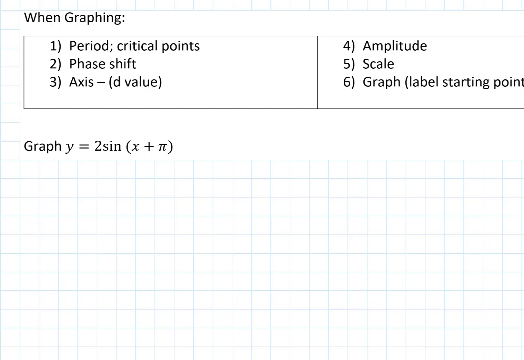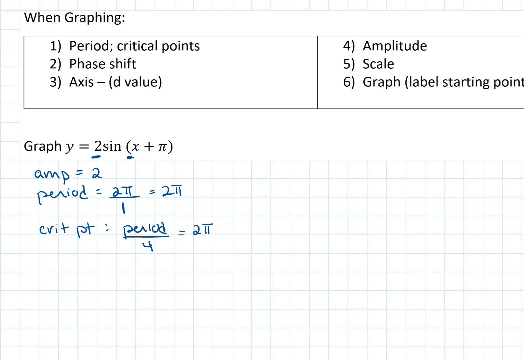So in the question below, we have our A value, which is our amplitude, which is going to be 2. Our period is 2 pi divided by b, and our b value is 1, so our period is just 2 pi. Our critical points, we take that period and we divide it by 4. So 2 pi divided by 4 is pi over 2. So every horizontal distance of pi over 2, we have a critical point.